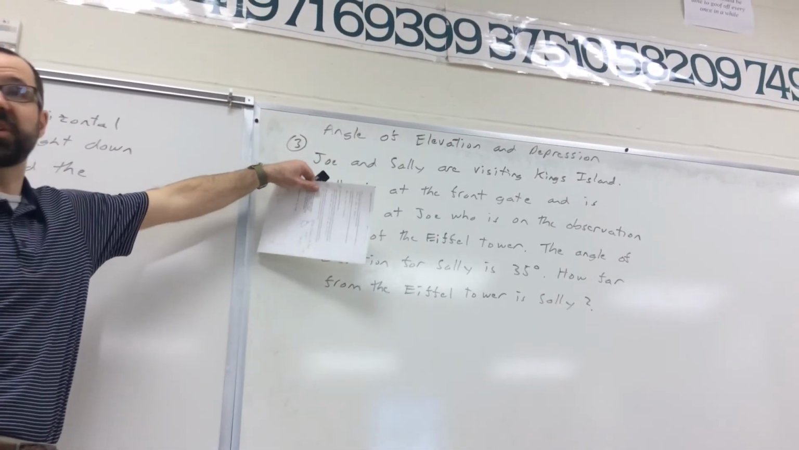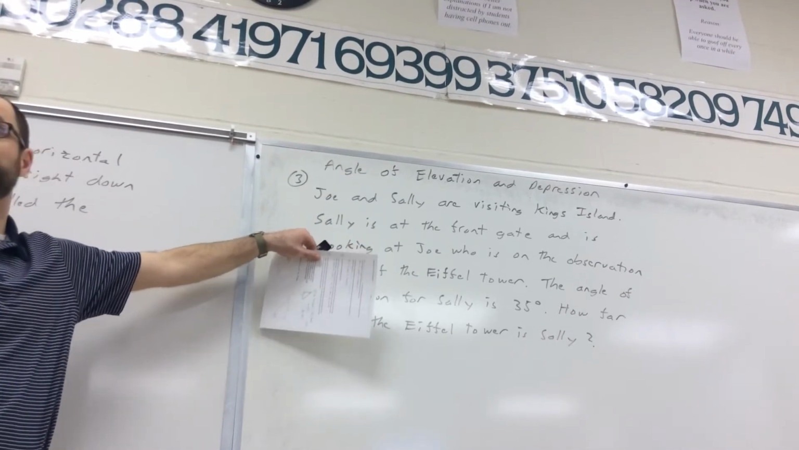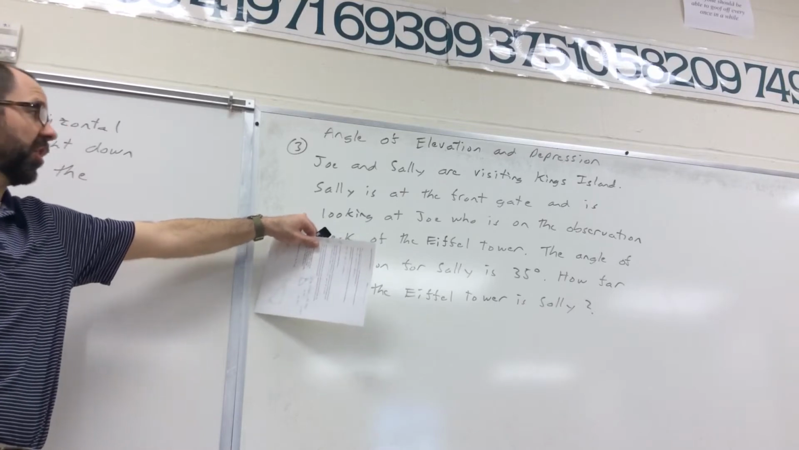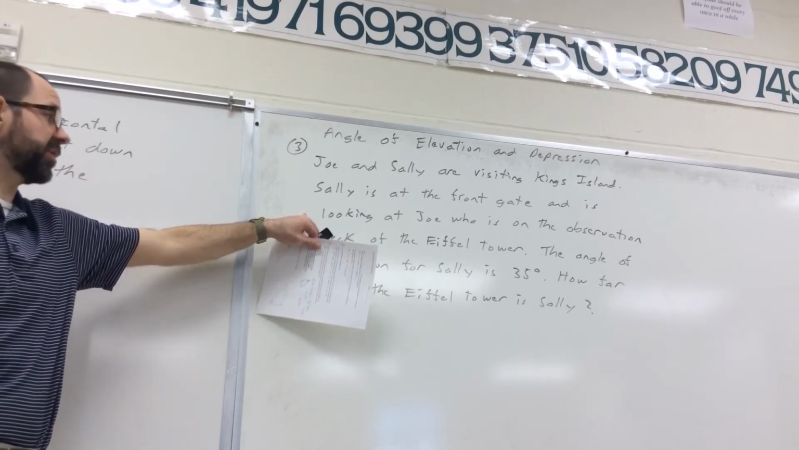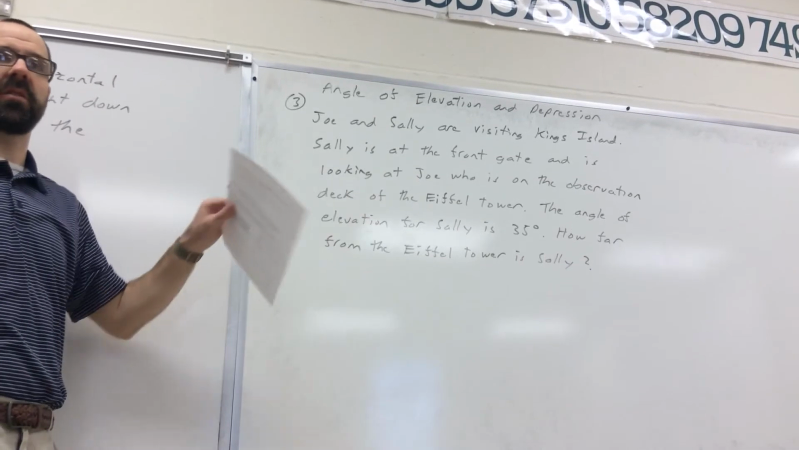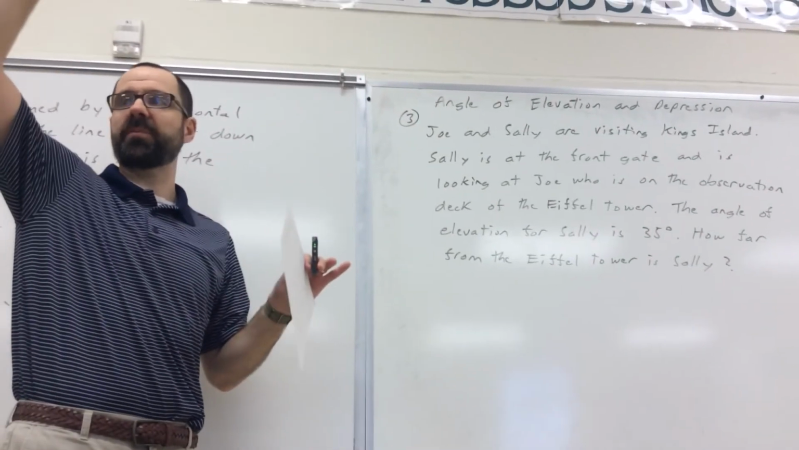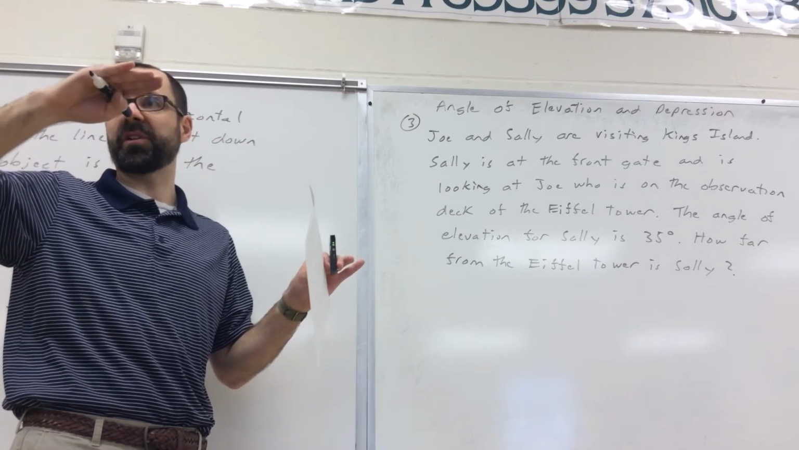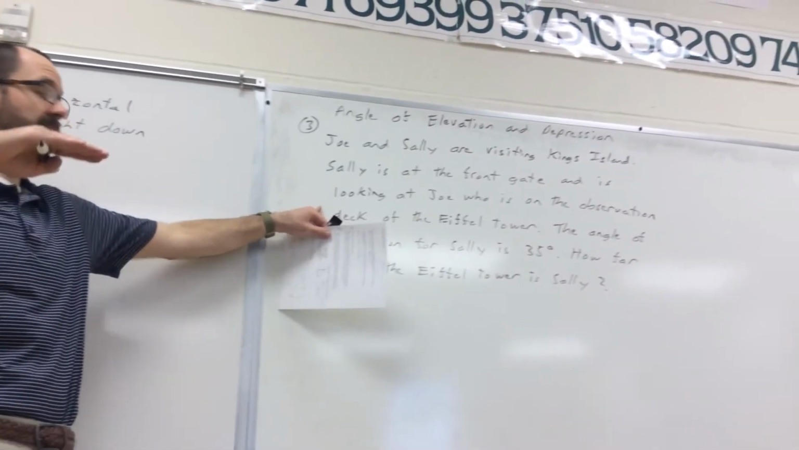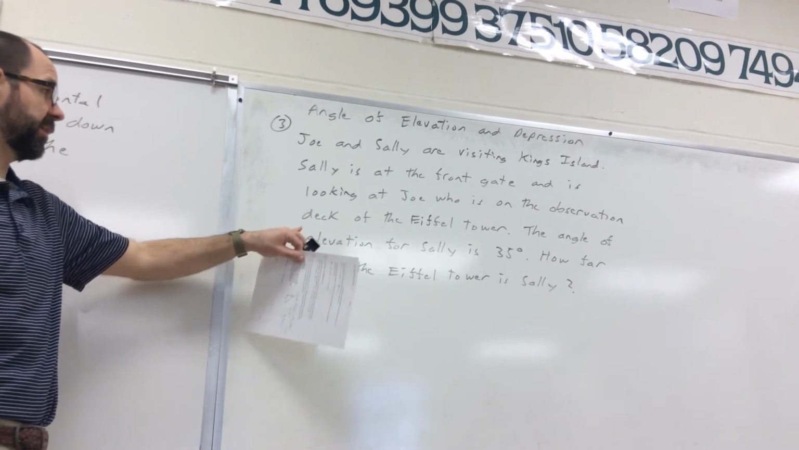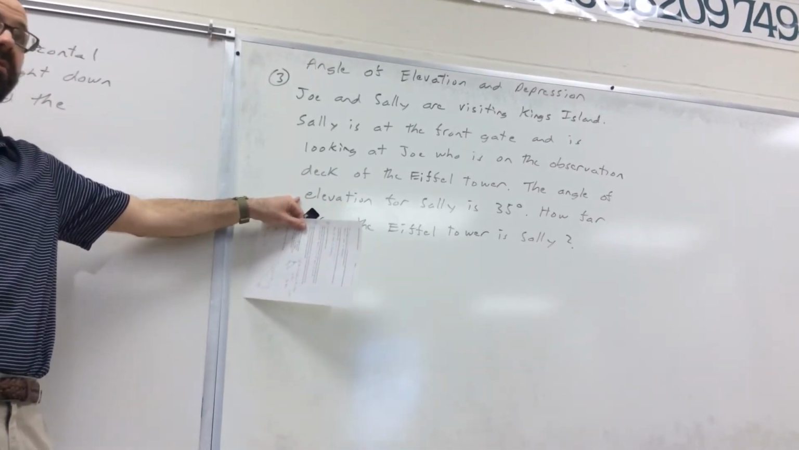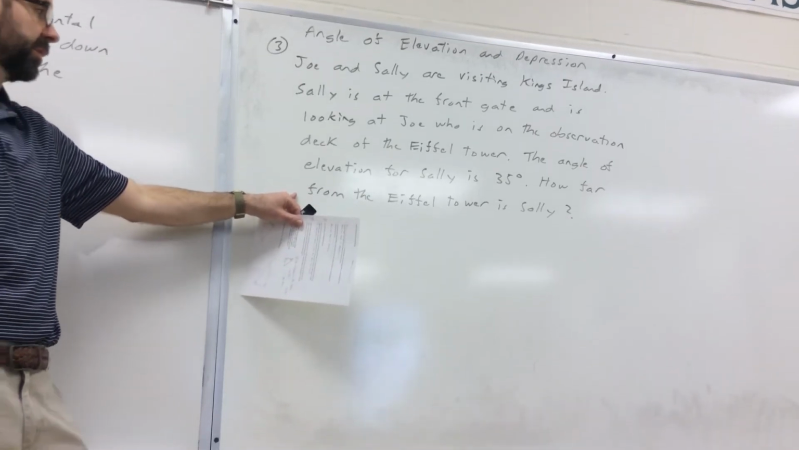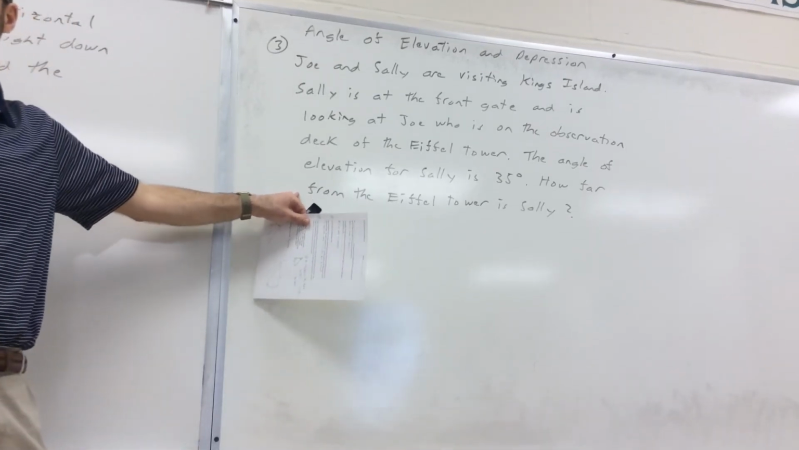So Joe and Sally are visiting Kings Island. Sally is at the front gate, and she's looking at Joe, who is on the observation deck of the Eiffel Tower. The way the Eiffel Tower is, you can go to the very top, or there's a level up just a little bit. That's called the observation deck. So Joe isn't at the top, he's at the observation deck. And the angle of elevation for Sally is 35 degrees. And the question is, how far from the Eiffel Tower is Sally?